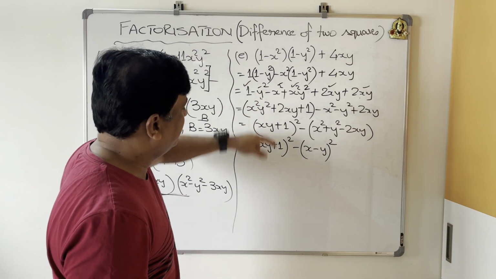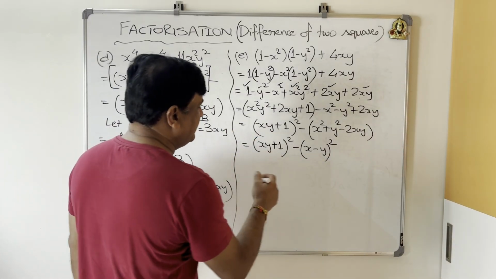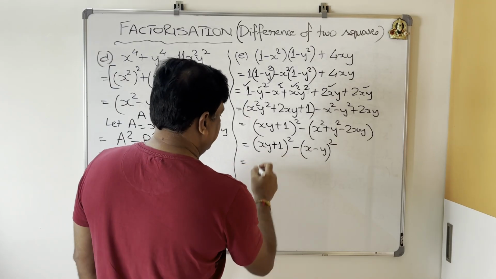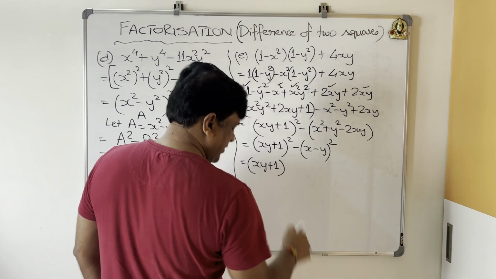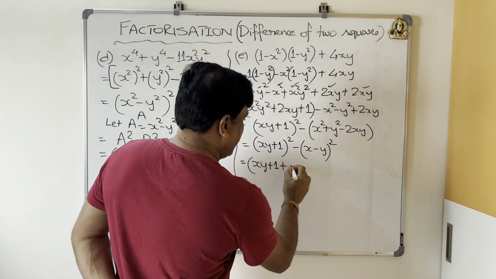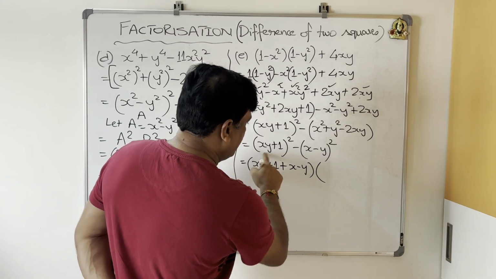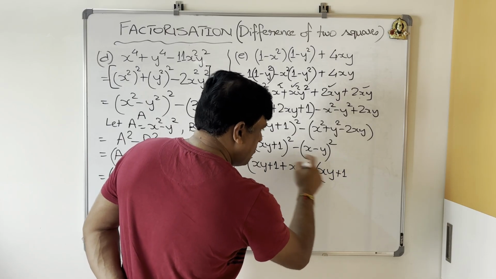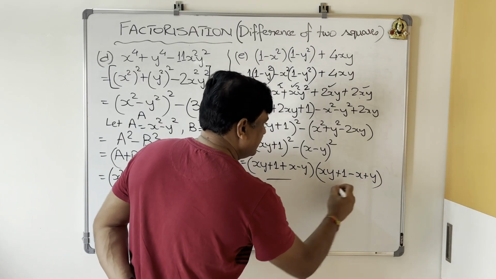I have got this expression into a difference of 2 squares. Now you know what it is. It is this plus this, times this minus this. So what you need to do, first one is xy plus 1 plus x minus y. We don't have to worry about the bracket over here, but here you need to worry about the bracket. So this one will become xy plus 1 minus x plus y. Remember that one. This is your answer.